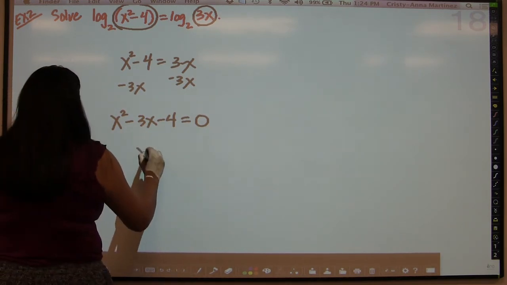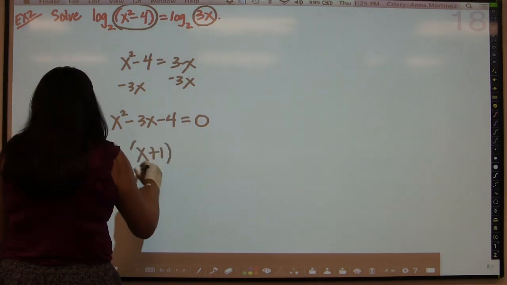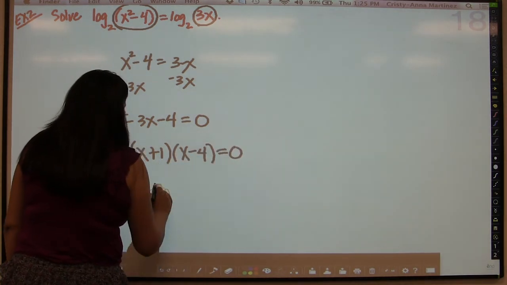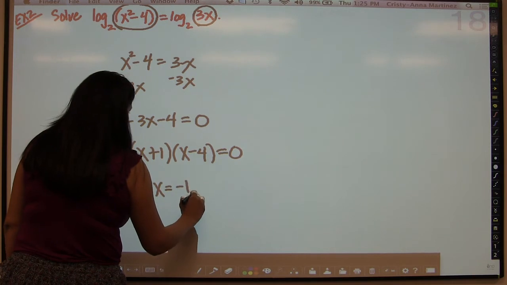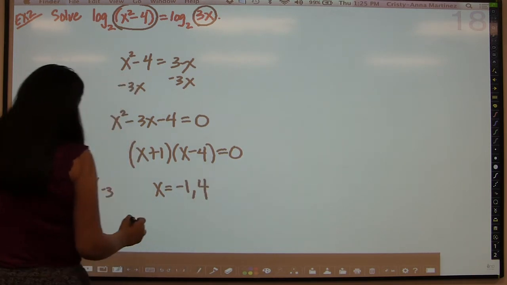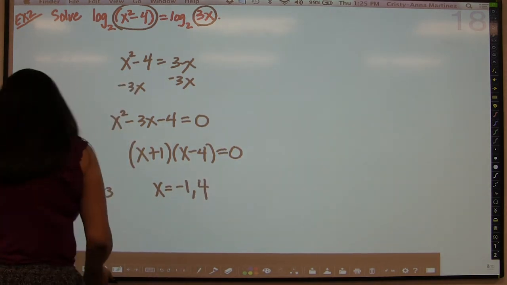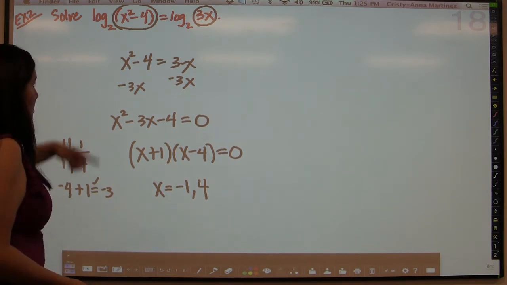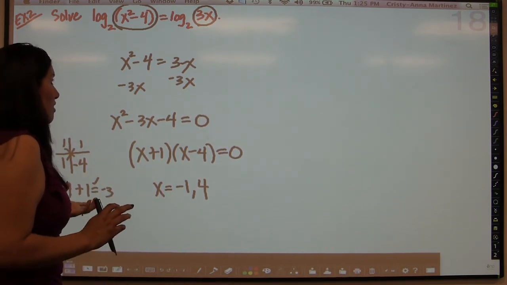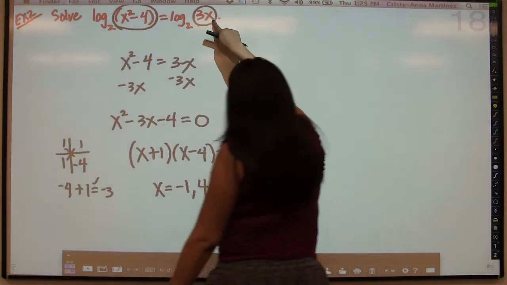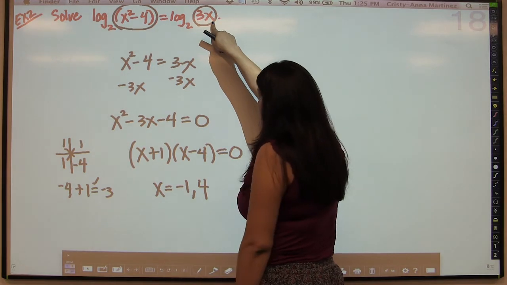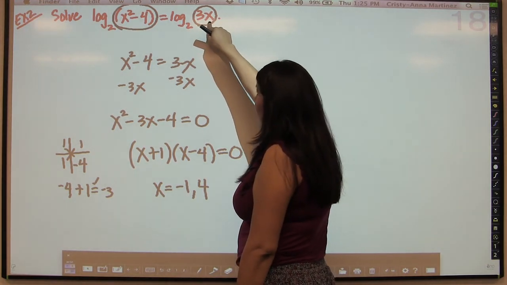So it factors out to x plus 1 and x minus 4. So my two solutions are negative 1 and positive 4. Or I should say my two potential solutions are negative 1 and positive 4. But you still need to check those solutions in the original to make sure that it's in the domain. For example, if I plug negative 1 into this x, I'm going to get log base 2 of negative 3.